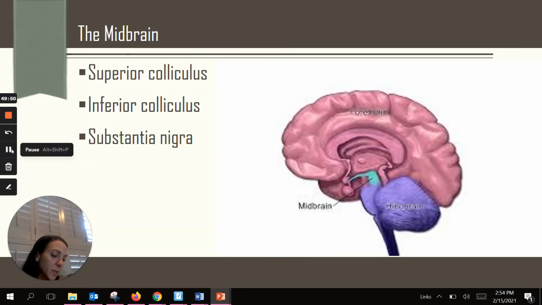The midbrain is the next part of the brain. The superior colliculus is responsible for your vision processing. The inferior colliculus is responsible for your hearing processing, and your substantia nigra facilitates your readiness for movement. So these again all have something to do with your level of attention and your arousal.